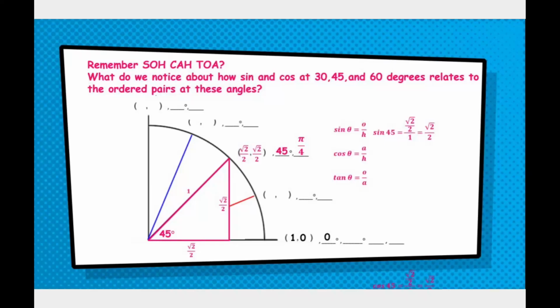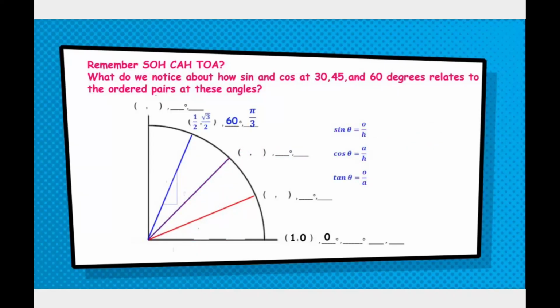The opposite side of this 45-degree angle for sine is square root of 2 over 2, and the hypotenuse is 1. That would simplify to just square root of 2 over 2. And the cosine, the adjacent, is also square root of 2 over 2 divided by the hypotenuse. So if we look at our two values there, notice those are our ordered pair. In this ordered pair, they're the same thing. But sine is, once again, our y value, and cosine is our x value.